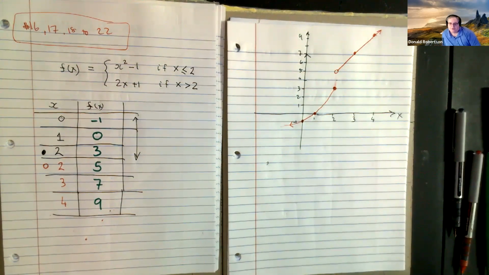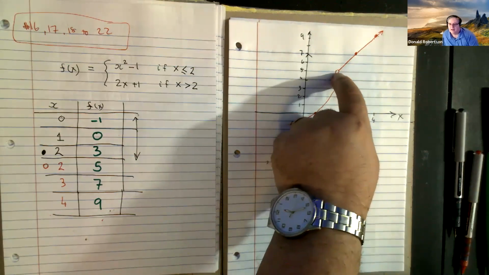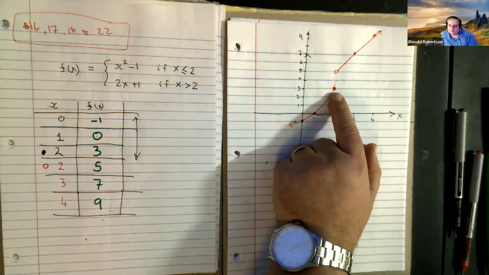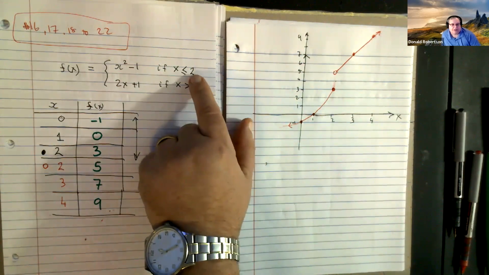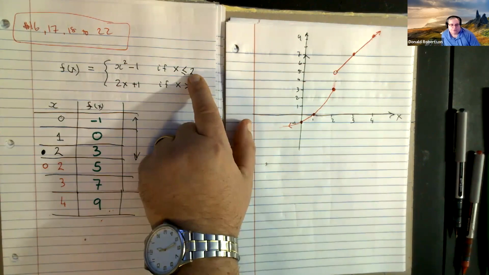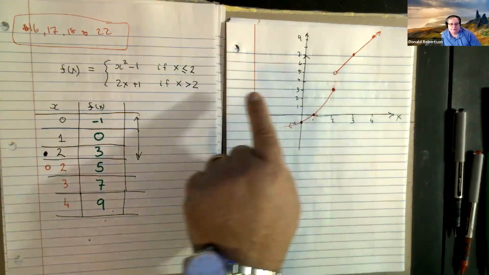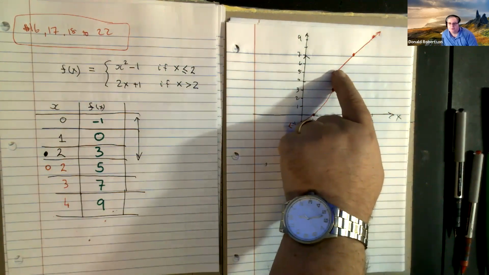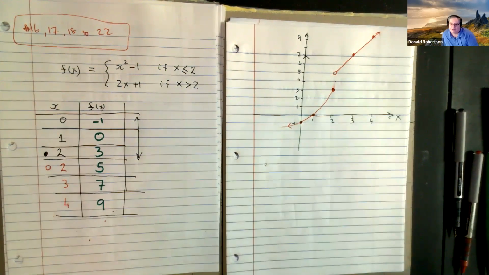So my piecewise function consists of a curve, quadratic curve, and a straight line. But more importantly, can you see that at the boundary point, I have a solid dot to indicate that we're using x equals 2 on the curve, and an open dot to indicate that for the straight line, we can come up to that point, but we never quite get there. That's what the little open dot means. You don't quite get there.